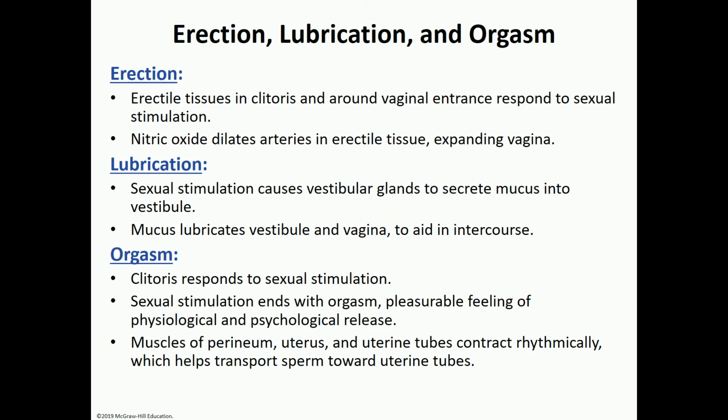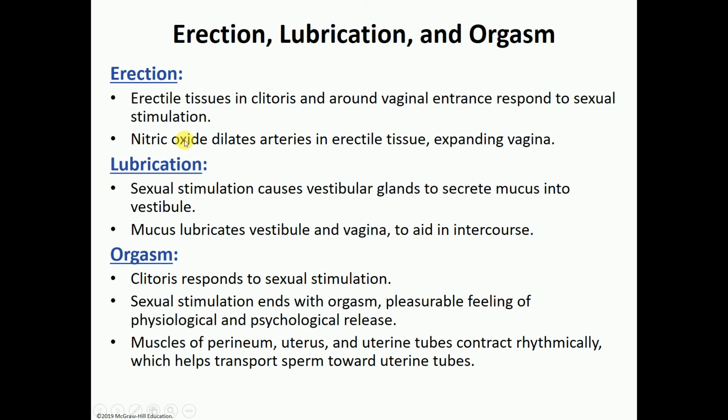Erection, lubrication, and orgasm kind of correspond to a lot of the things that we talked about when we discussed the male system. So erection happens under the control of parasympathetic stimulation, where the erectile tissue in the clitoris and around the vaginal opening is going to respond to sexual stimulation. The nitric oxide, which was that gas neurotransmitter that comes out, will lead to the dilation of the arteries, which brings more blood into the area, leading to that erection.